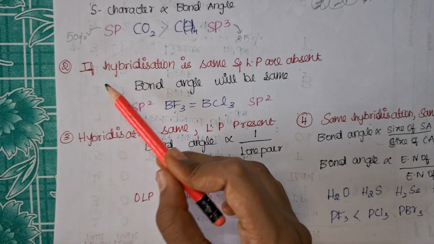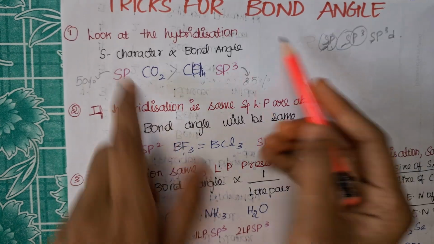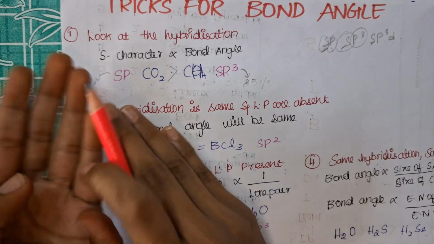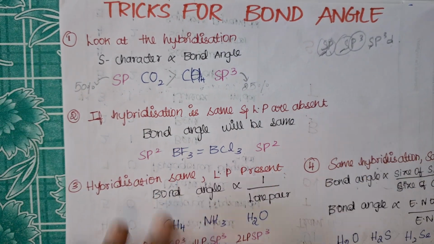Now we will see the second type. In the second type, the hybridization is same. You might have a question: now the hybridization is different, so here it is 50%, here it is 25%, I got the answer. What if the S character is same?